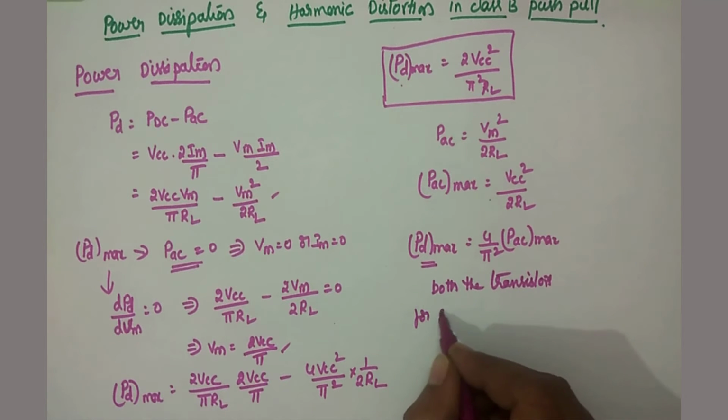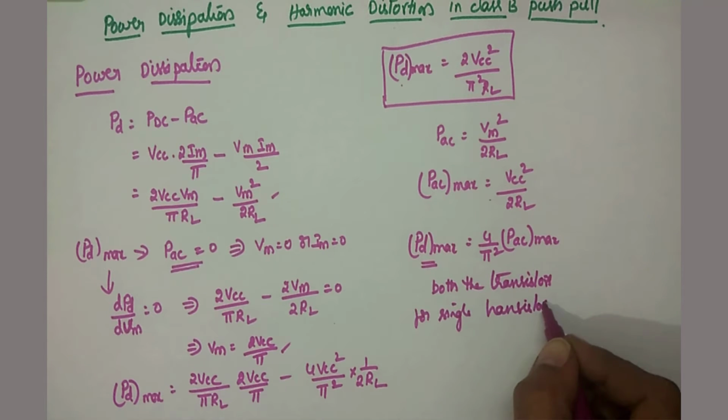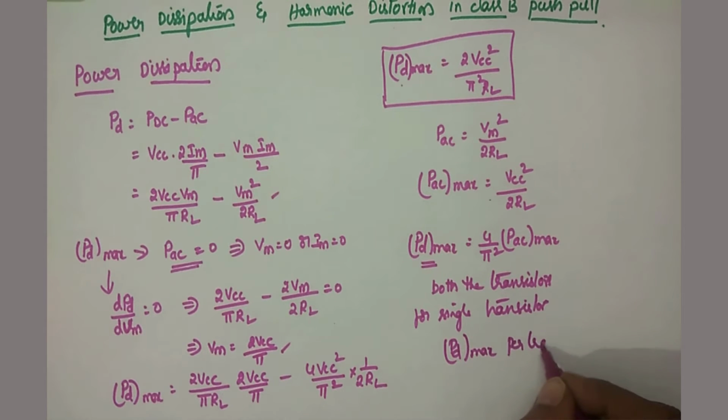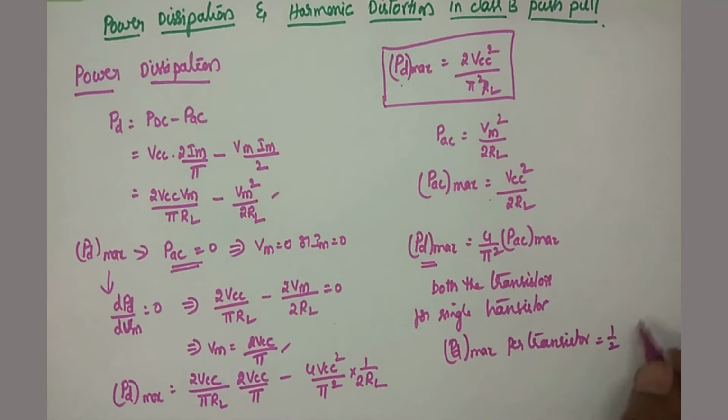For a single transistor, PD max per transistor is equal to half of 4 by pi square PAC max. So that is 2 by pi square PAC max.